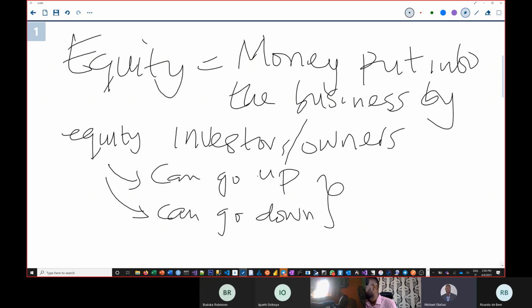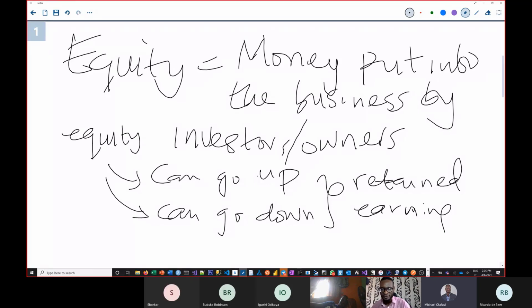And why? It's because of what we call retained earnings. So if you put your money in a business that is profitable, right, whatever profit the company makes at the end of the period, let's say it's a year, if you put in 100 million naira and the company made a profit of 50 million naira, then that profit becomes added on top of your original money. And so you see that the equity keeps growing, right? Naturally, the equity keeps growing.